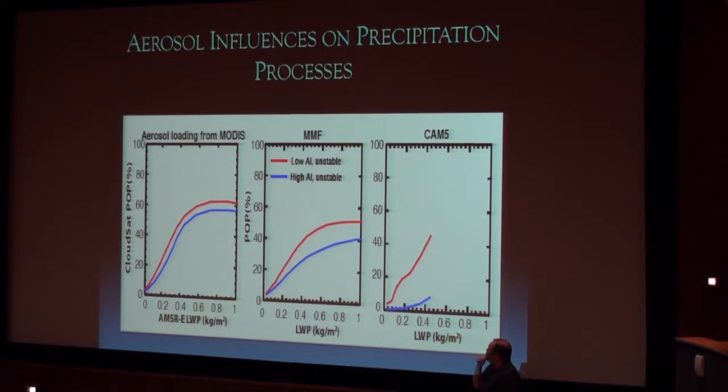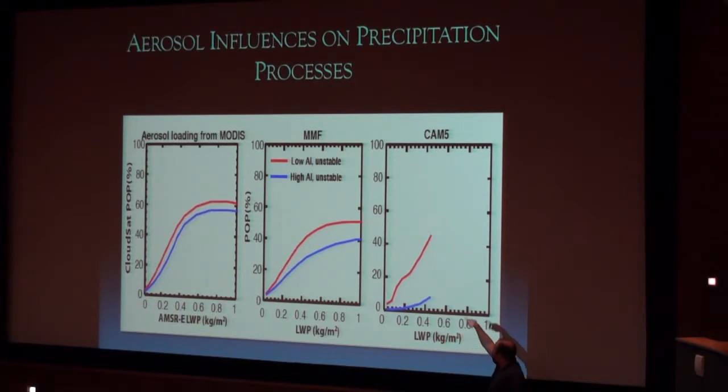And then, to connect these results to the climate problem, even though we can't do climate studies, we've looked at the same relationship from different climate model simulations. This is the CAM5 model, just the standalone atmospheric climate model simulation, showing exactly the same curve. The clean cases shown in red actually agree fairly well in terms of the precipitation efficiency with the CloudSat observations.